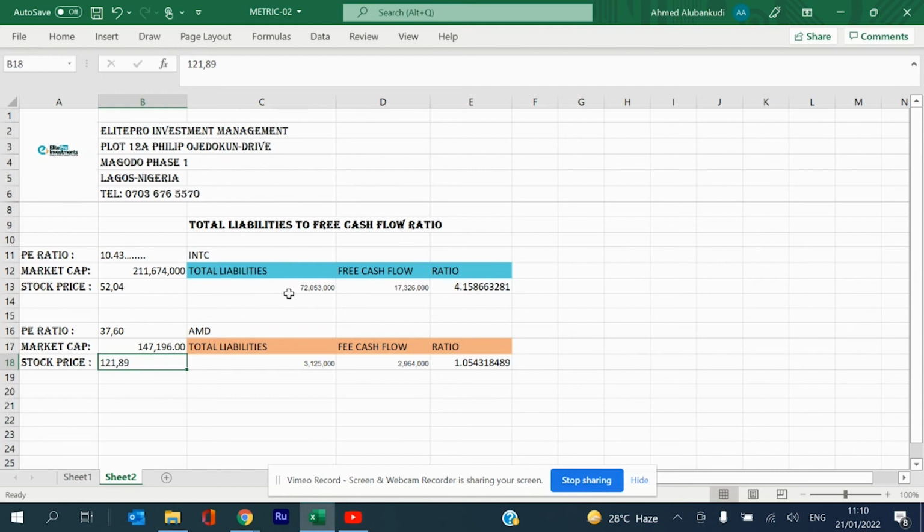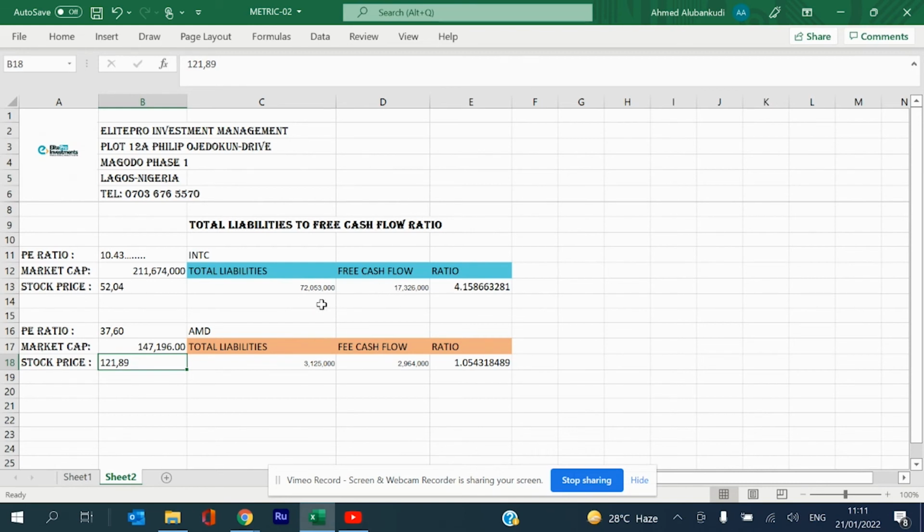Now you can see on the liabilities issue, Intel has 72.053 billion, while AMD has just 3 billion on the total liabilities. Free cash flow, Intel has 17 billion lying in their bank account for free cash flow, while AMD has barely 3 billion.